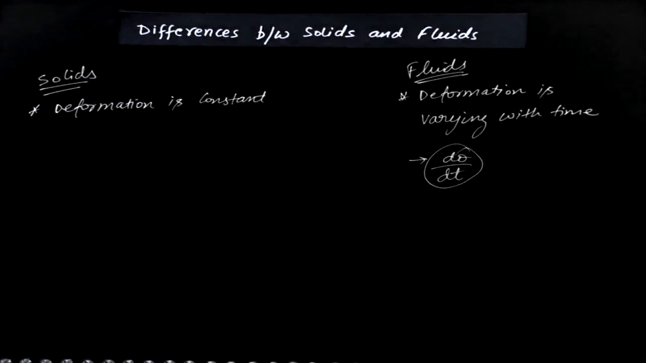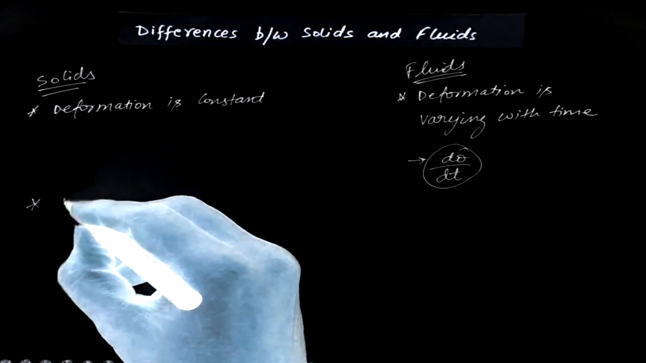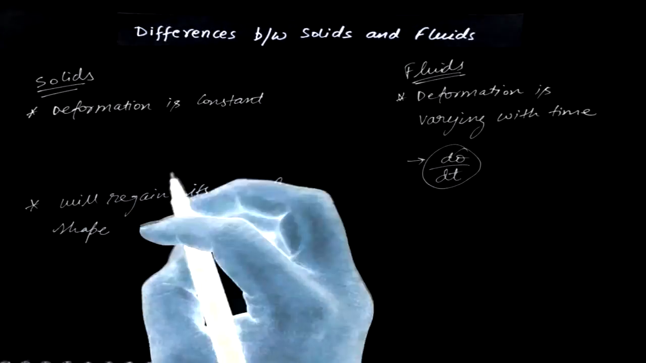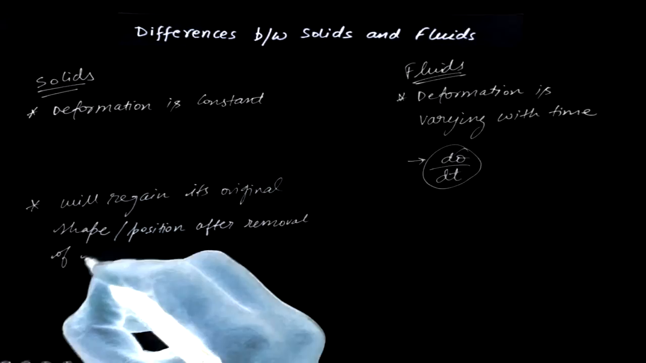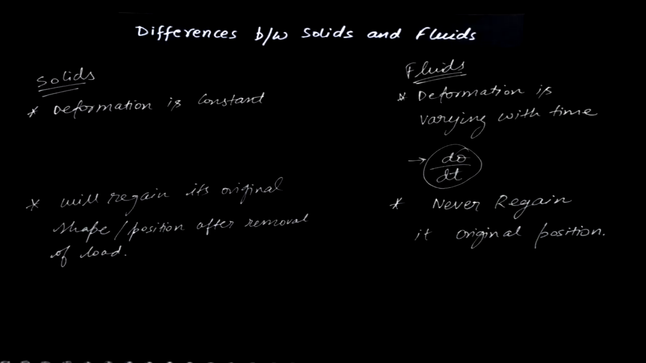The second difference is that in case of solids, on removal of the load, or what we call the shear force, the solid will try to regain its original position, as we have discussed just before. Whereas in case of fluids, on removal of the load, it will never regain its original position. So in fluids it will never regain its original position, it will keep on continuously deforming and deforming.